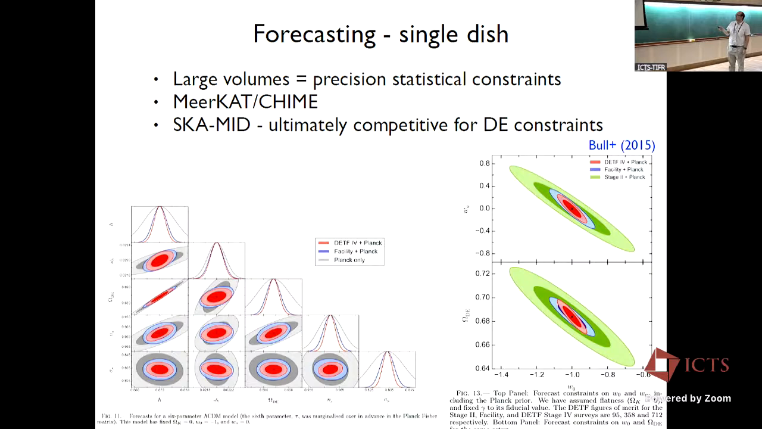For the single dish mode, that's really where you want to go for a lot of the cosmology. With MeerKAT targeting a redshift of 0.5, you begin to be able to do BAO measurements. And with SKA-mid, you'd be able to do quite competitively compared to the big spectroscopic galaxy surveys. This is from an old paper showing the predictions that people have. Here the facility is SKA, Stage 2 is MeerKAT and CHIME, Dark Energy Task Force Stage 4 is the big spectroscopic galaxy surveys. And so with SKA, you're competitive with that.